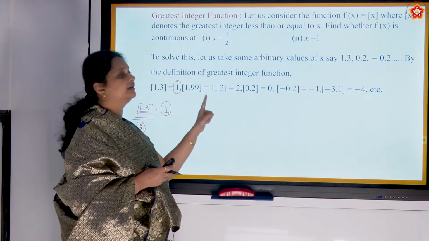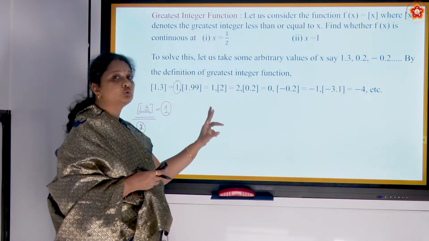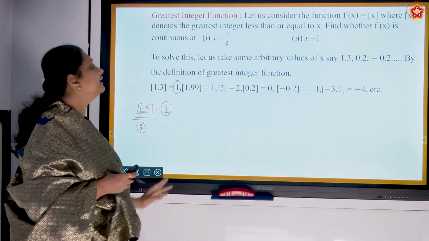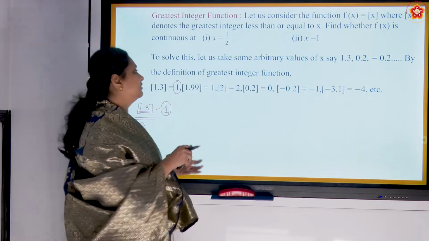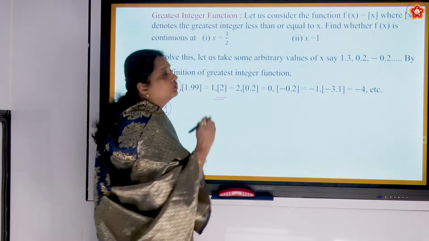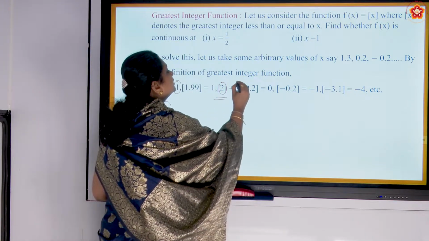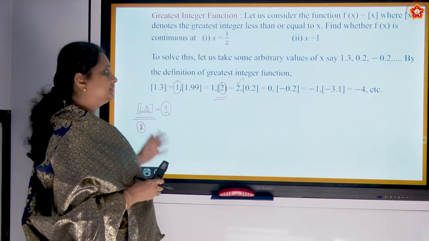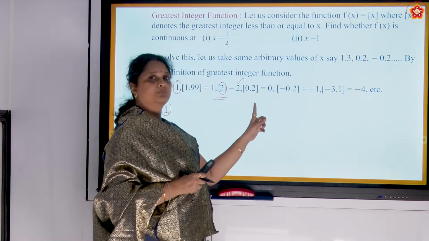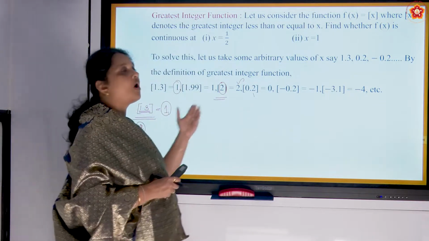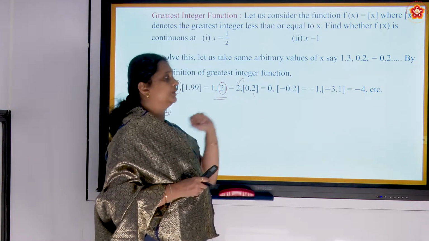Now 1.99, do not round it off to 2, but the integer value that is less than 1.99 will be the value of this function. Now the greatest integer value of 2, since it is already an integer, the value that is equal to it will be the answer. Now 0.2. What is the closest integer that is either less than or equal to this? That is 0.